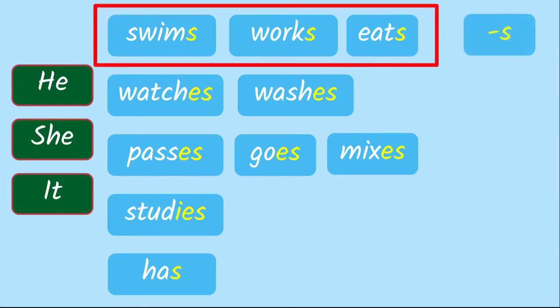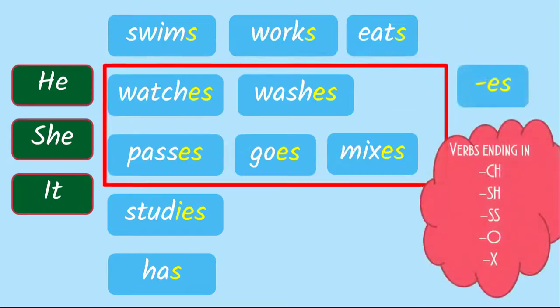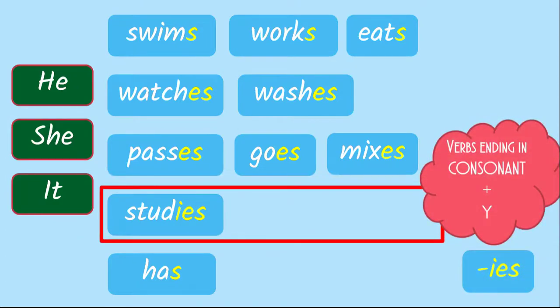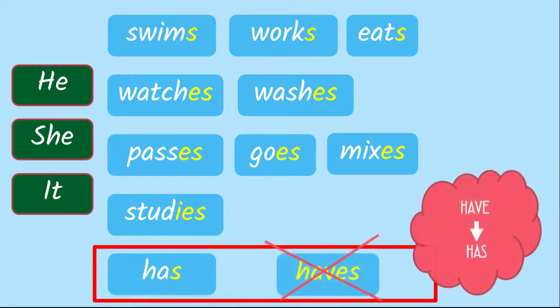In most of the verbs, we add the s. But in verbs ending in ch, sh, ss, o, or x, we add es. Now for verbs ending in a consonant plus y, we add ies. And remember that we say has for the base form have.